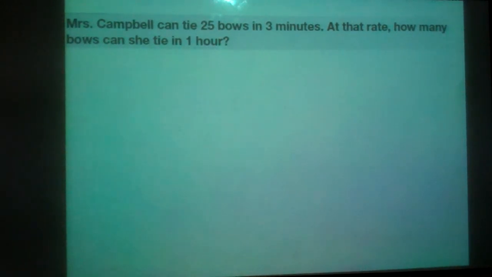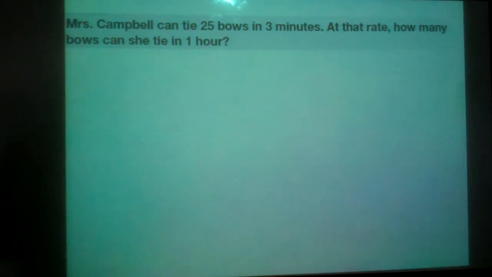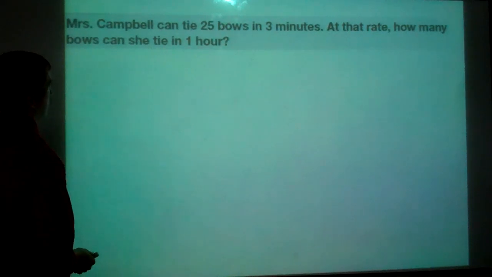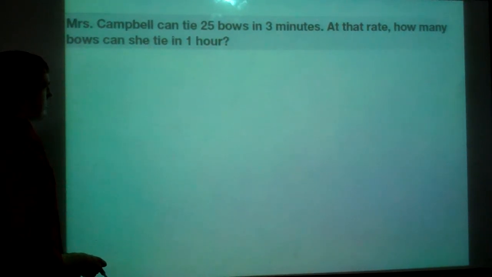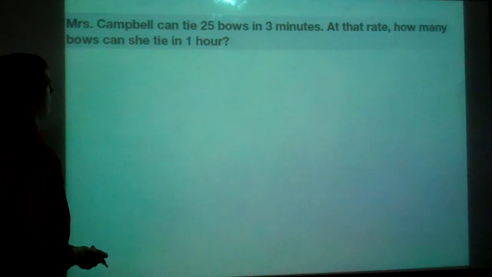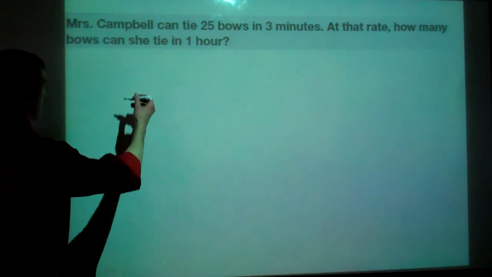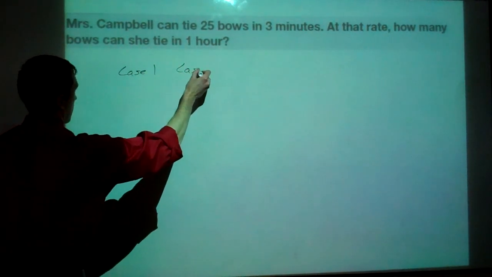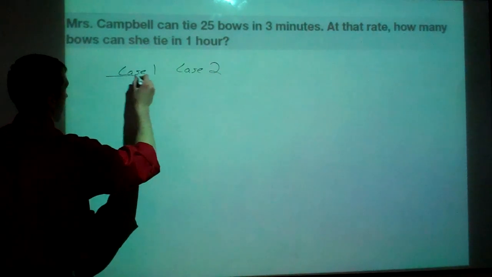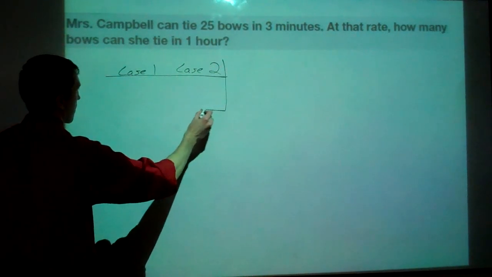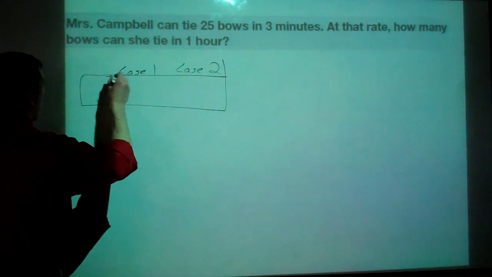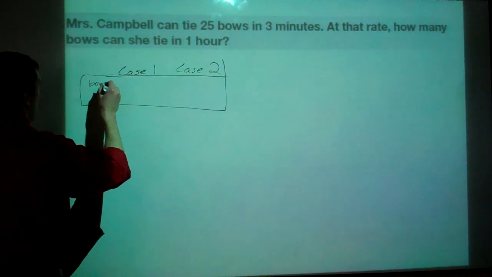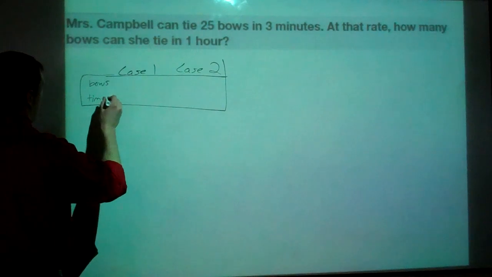Mrs. Campbell can tie 25 bows in 3 minutes. At that rate, how many bows can she tie in 1 hour? Well, let's set up a box here. We're going to do it both ways again, and I'll show you the difference. 25 bows in 3 minutes. So we've got case 1, case 2, we have bows and time.